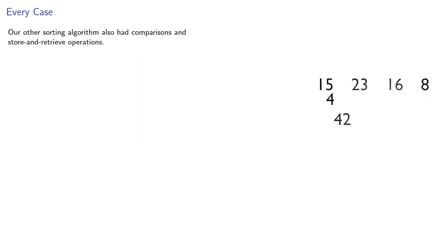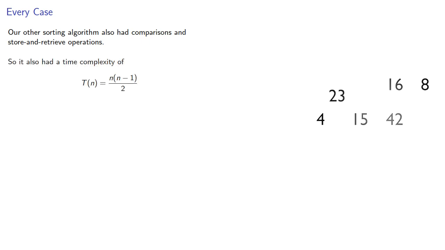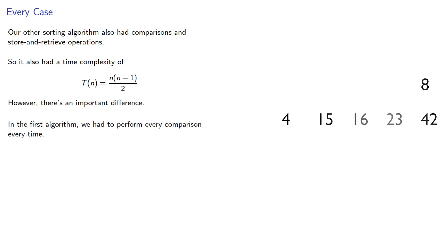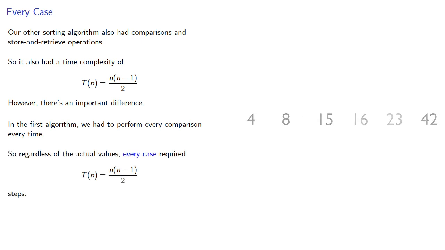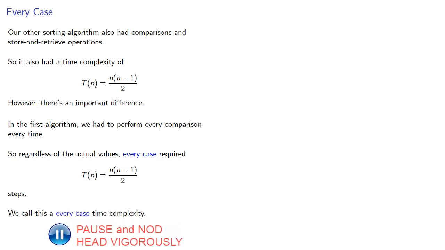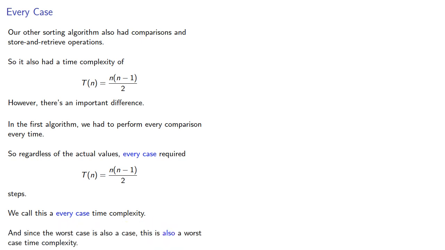And so we found our time complexity was. Now our other sorting algorithm also had comparisons and store and retrieve operations, so it also had a time complexity of. However, there's an important difference. In the first algorithm, we had to perform every comparison every time. So regardless of the actual values, every case required this many steps. We call this an every case time complexity. And since the worst case is also a case, this is also a worst case time complexity.